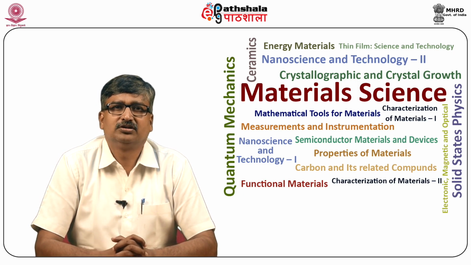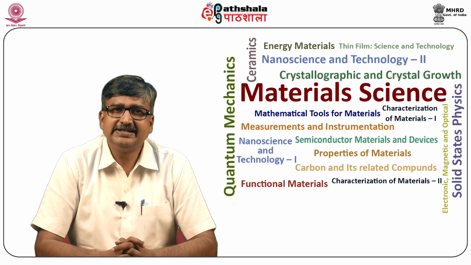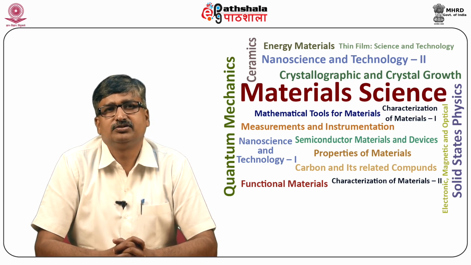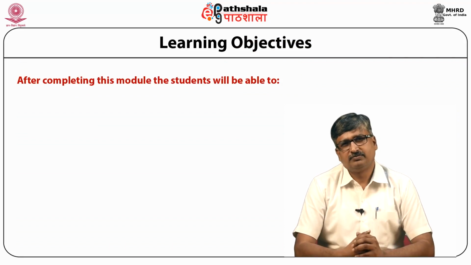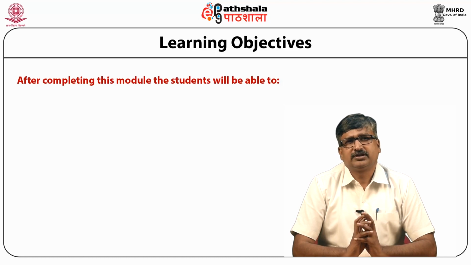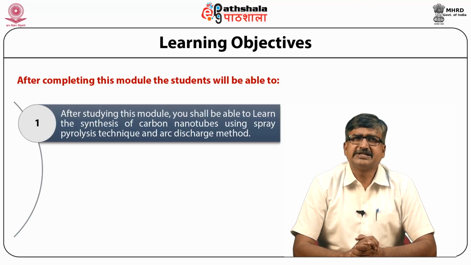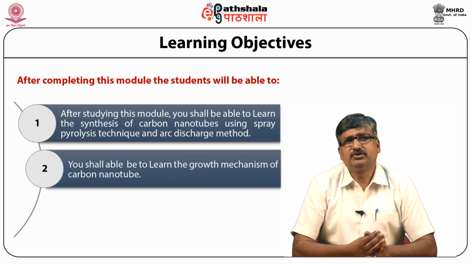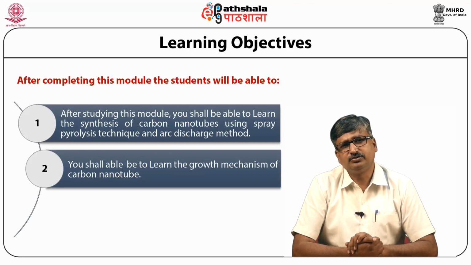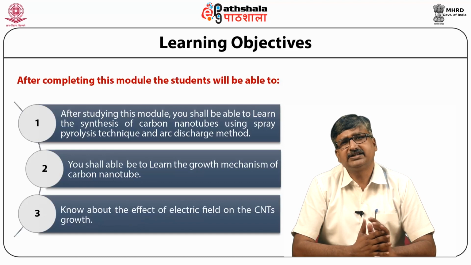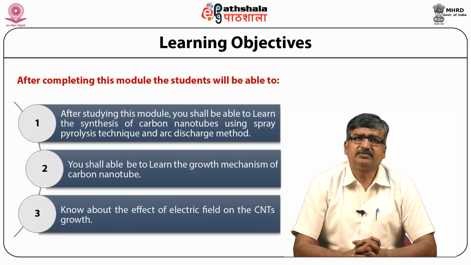Today, we are going to talk on the module Synthesis of aligned carbon nanotube using spray pyrolysis and arc discharge technique, under the paper Nanoscience and Technology 2. After completing this module, my dear student, you shall be able to learn the synthesis of carbon nanotube using spray pyrolysis technique and arc discharge method. You shall be able to learn the growth mechanism of carbon nanotube. You will know about the effect of electric field on the growth of aligned carbon nanotube.